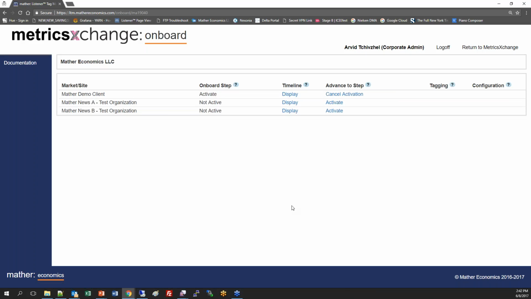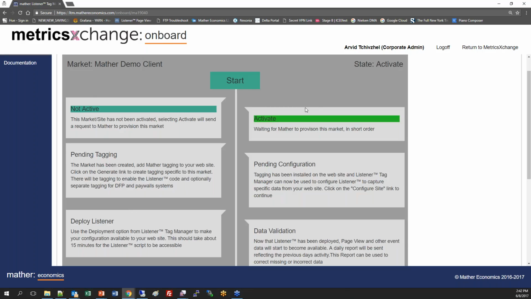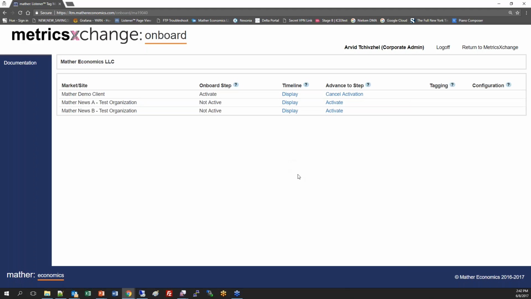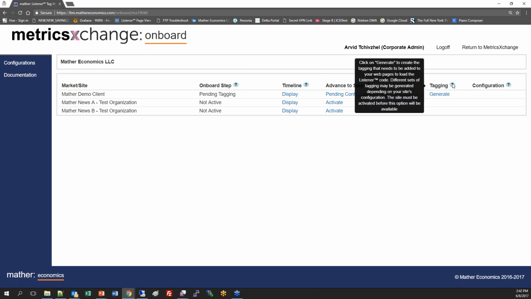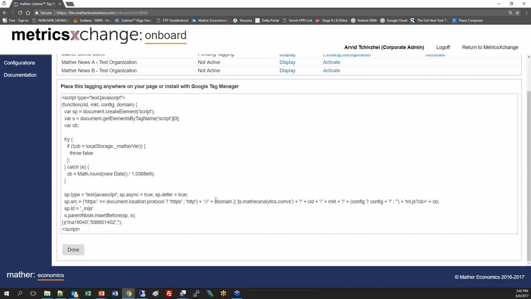And what that does, essentially, is send an email to myself and our team that says you want to start onboarding. You'll see in the timeline here, you move from not active to active. And then it's usually within not more than 24 hours, you should be able to log back in here and see this next step. So we've essentially now set you up, and you can go into this tagging and generate your tags.